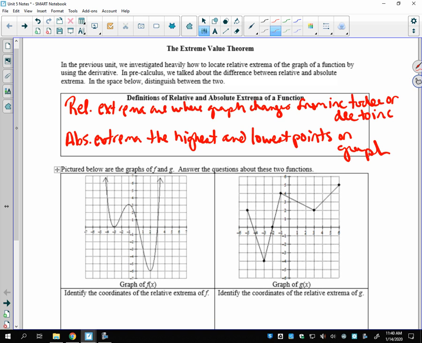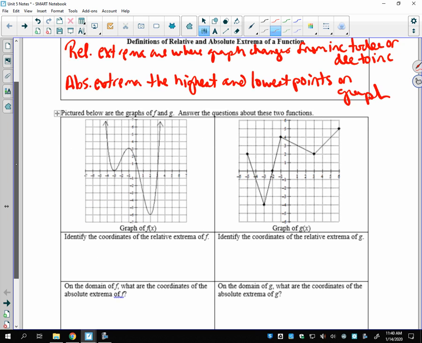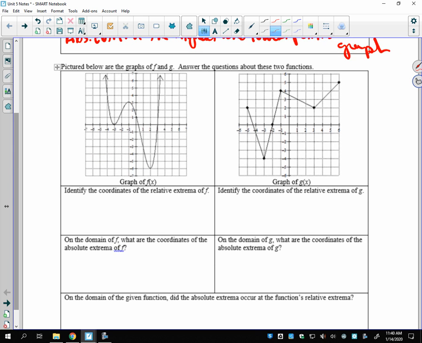So let's look at a few things to see if we can get to this theorem called the extreme value theorem. It says, pictured below are the graphs of f and g. Answer the questions about these two functions. So for the graph of f(x), identify the coordinates of the relative extrema. So just looking at this graph, we would have a relative min at -3, 0.